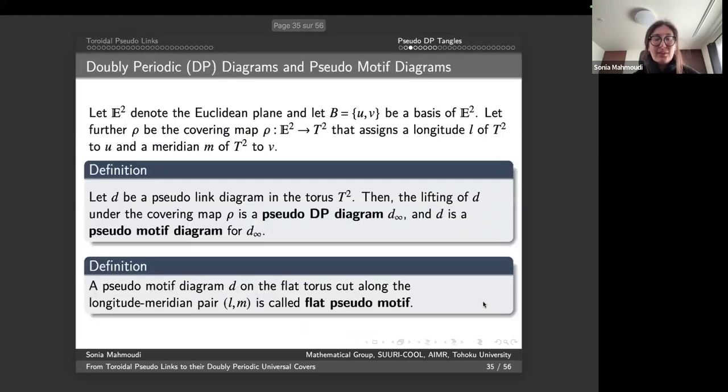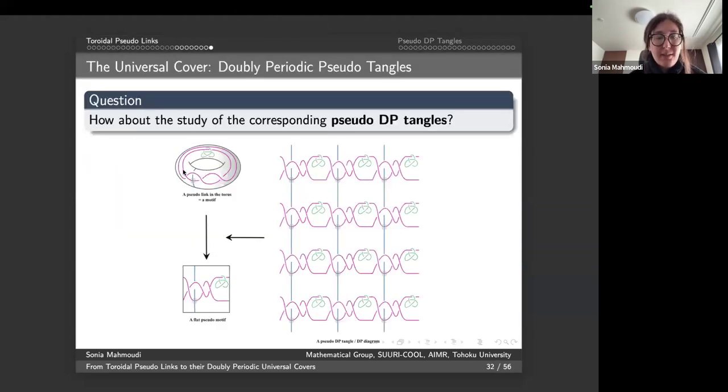So let's talk a bit about the definition. I think the pictures we have seen before speak for themselves. If we want to be a little more precise, in the same way that we defined the theory of toroidal pseudolinks first as a diagrammatic theory, we will also start first with a doubly periodic diagram. Here the point is to make a relation between the longitude and the meridian of the torus with a basis of the Euclidean plane, and to use a covering map to link both of them. The picture we have seen before marks this. So we choose a longitude-meridian pair, and using the covering map, we get the doubly periodic structure.